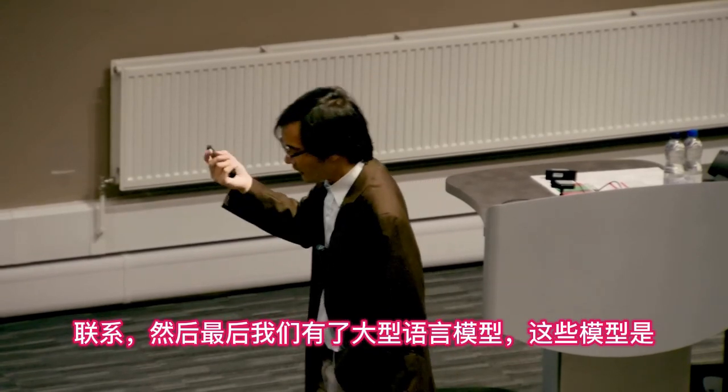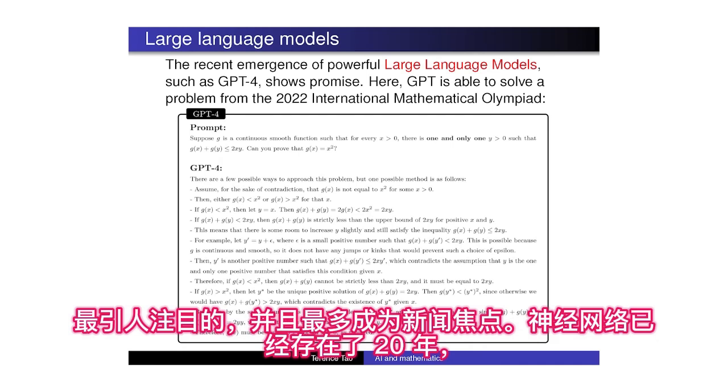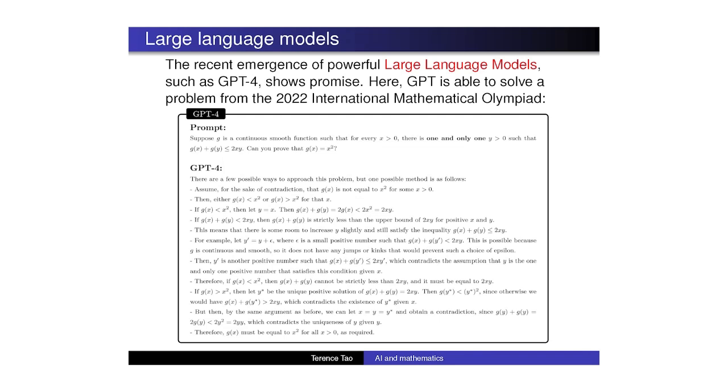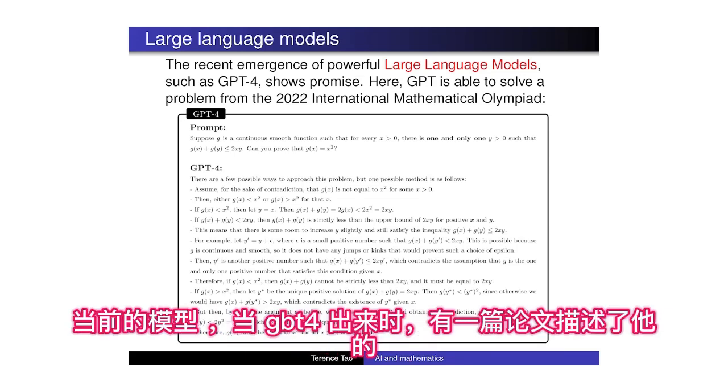And then finally, we have the large language models, which are the most splashy and made the most news. Neural networks have been around for 20 years, language models have also been around five or so years, but they've only become sort of human level in output very recently. So you've all probably heard of GPT-4. This is ChatGPT's current model.